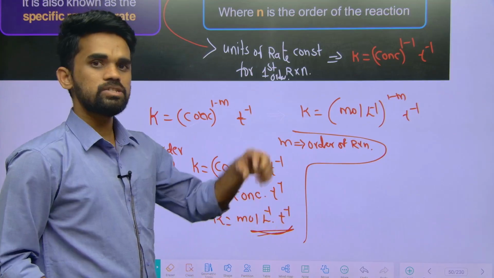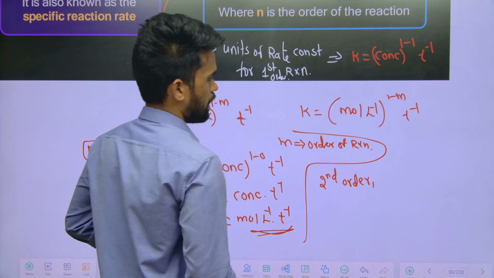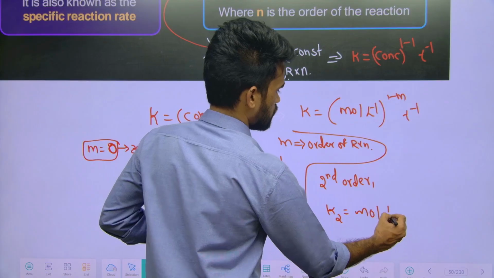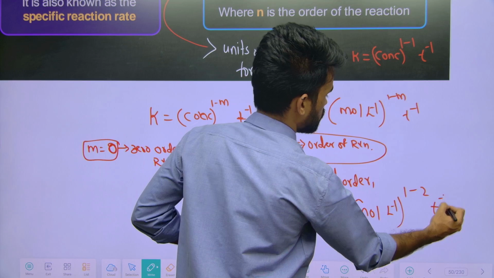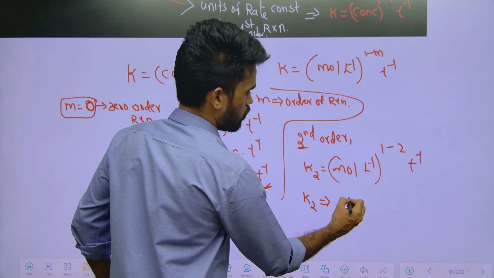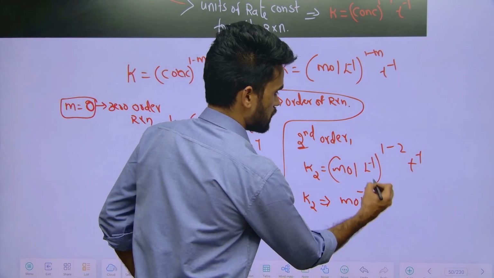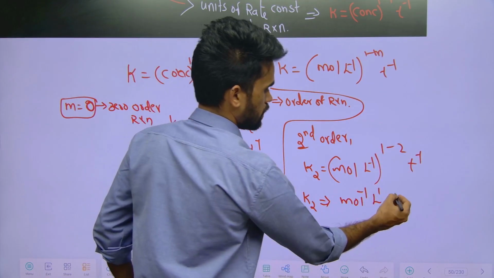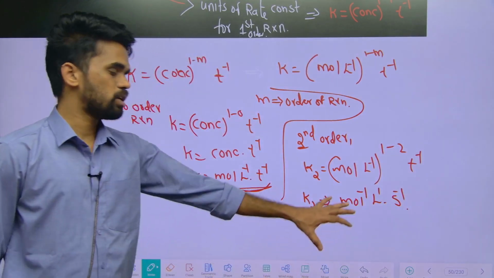Yes. Now let us do it for second order reaction. So K2, second order, na, K2 let us say. Mole to the power 1 minus m. M value is second order, na, 2. Time inverse. So what is this going to be? K2, units of rate constant will be mole. See, 1 minus 2 is minus 1 now. So mole to the power minus 1, liter, already minus 1, into minus 1. So it becomes plus 1. So mole inverse liter into time inverse, like second inverse, minute inverse, like that you are going to get. Okay, you can understand in this way.